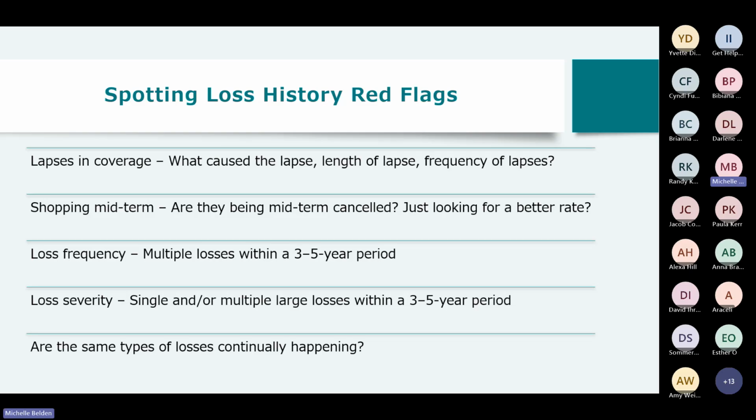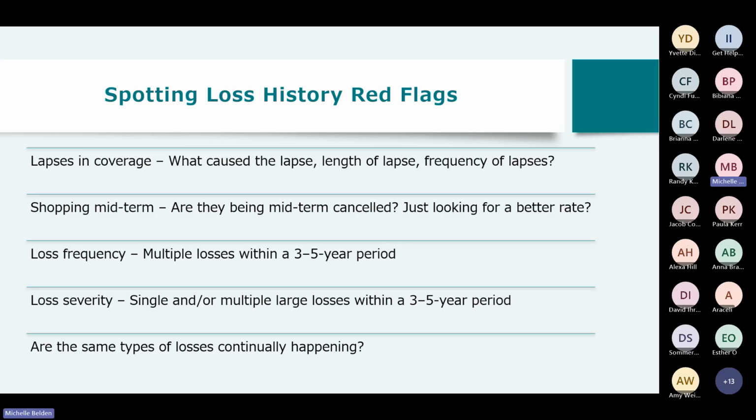And then if they're shopping midterm, why are they shopping midterm? Is it because they're being canceled? Maybe they had a loss control survey and information was found, and so the carrier is requiring them to get off the risk and it's being midterm canceled? Are they just looking for a better rate? If you are looking for a better rate and you're shopping midterm, it's really helpful if you can provide not only the loss history, but also a target premium so that we can see if we have any markets that could potentially be better. Shopping midterm, it goes across the board, the more information you can provide, the better.